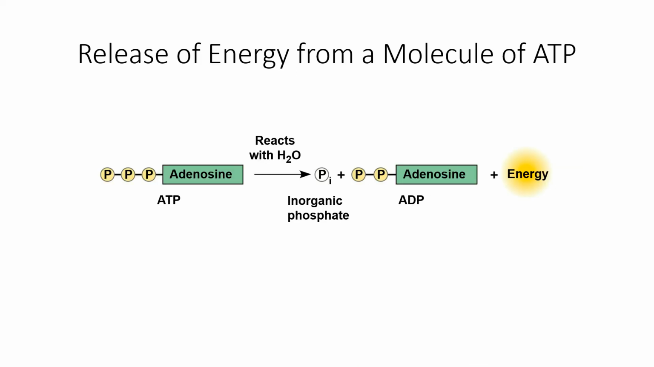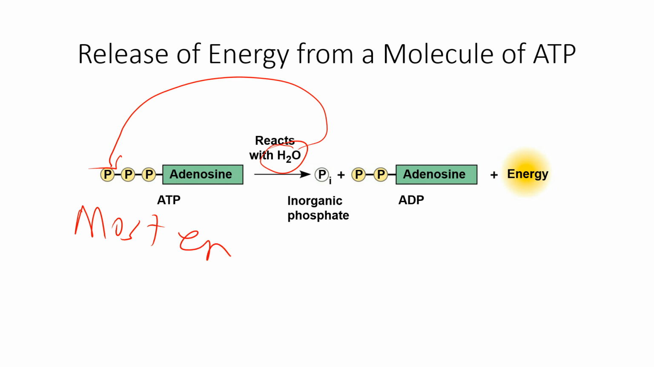Now, what you can do is add water. You take water here, and you can break this phosphate group. The phosphate at the very end of ATP is the one that's broken first. This is the one that contains the most energy, the one at the very end.